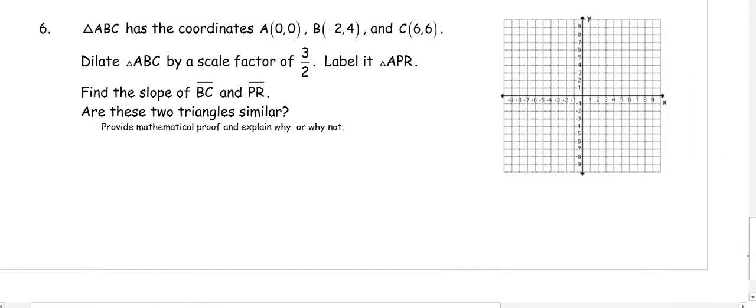Number 6. Triangle ABC has the coordinates A is at 0, 0. B is at -2, 4. And C is at 6, 6. Then we need to multiply by a scale factor of 3 over 2, which means our triangle is going to get bigger. So when I do that, my new P coordinate, when I multiply the B's, I would get -3, 6 for my new P coordinate, and R would have the new coordinate of 9, 9.